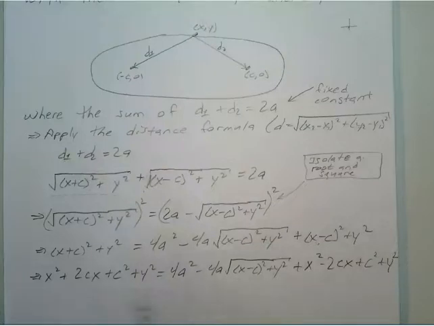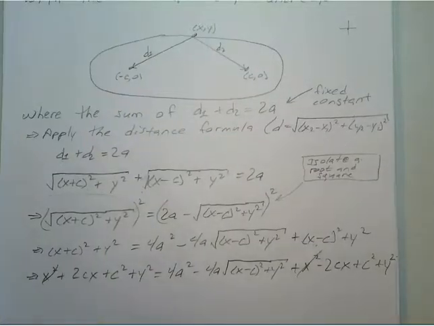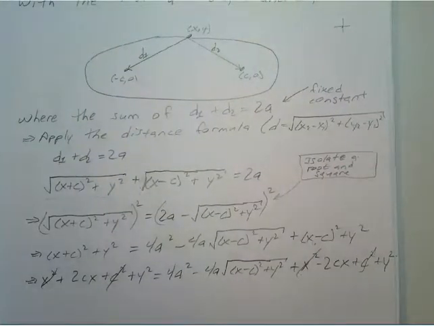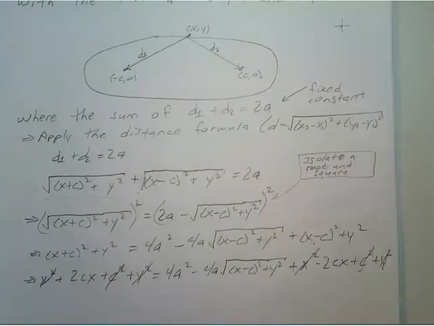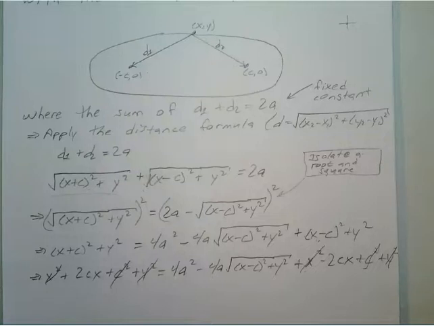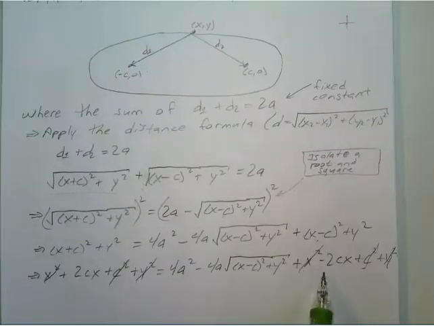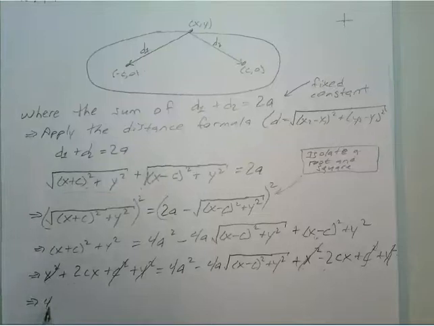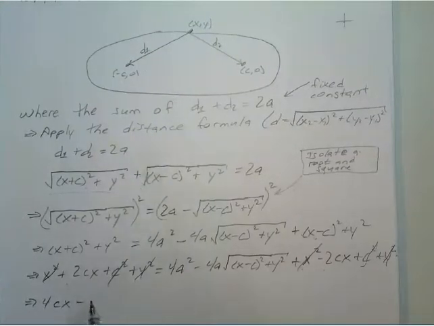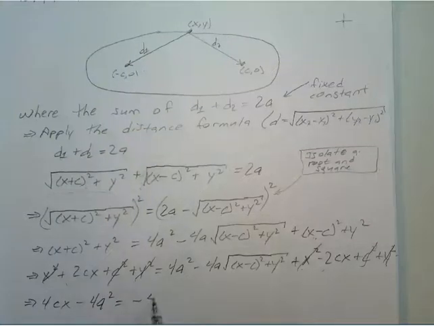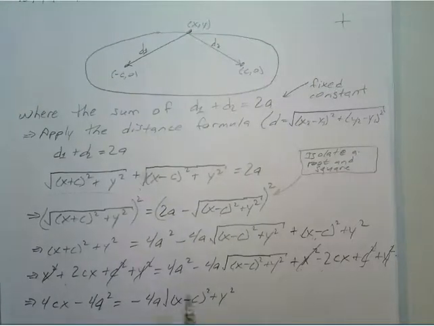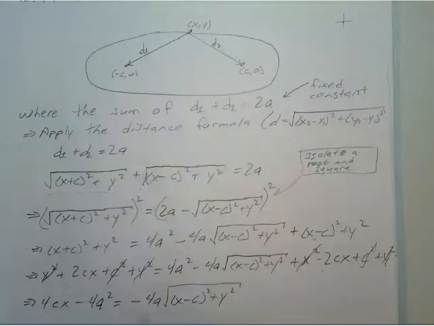Okay, so now we start to notice some things can cancel out. If we subtract x squared from both sides, these two will cancel out. If we subtract c squared from both sides, these two will cancel out. If we subtract y squared from both sides, those two will cancel out. All right. Now, if we add 2cx to both sides, we end up with 4cx. Subtract 4a squared from both sides: 4cx minus 4a squared equals negative 4a times the square root of (x minus c) squared plus y squared.